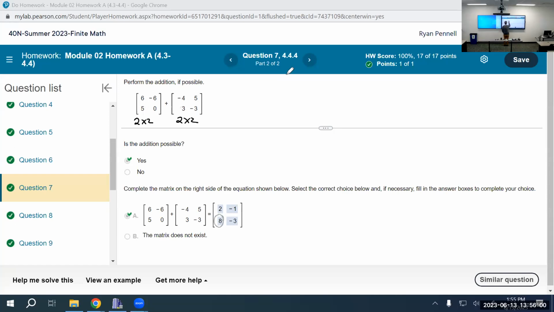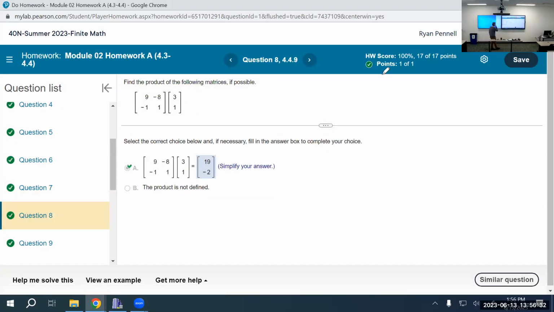We're just adding the entries. 0 plus negative 3, negative 3. We're just adding entry for entry. That's it. That's why they have to be the same dimensions, though. They have to be the same dimensions because we added entry by entry. Right? So if they're not the same dimensions, we can't add them. All right, easy stuff. I hope. So that, just adding those up.